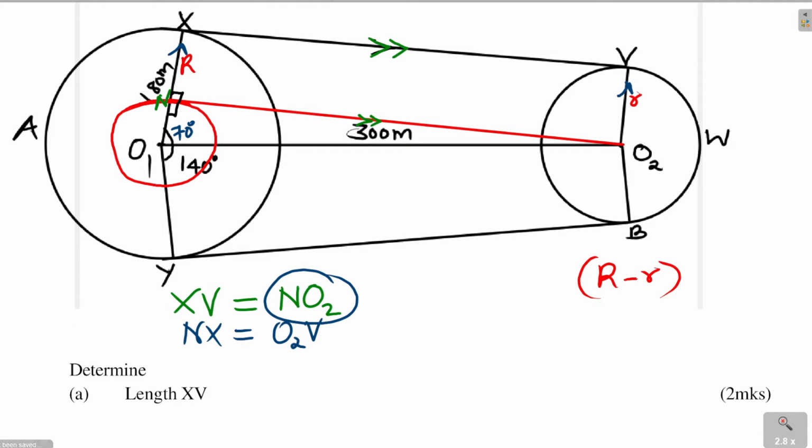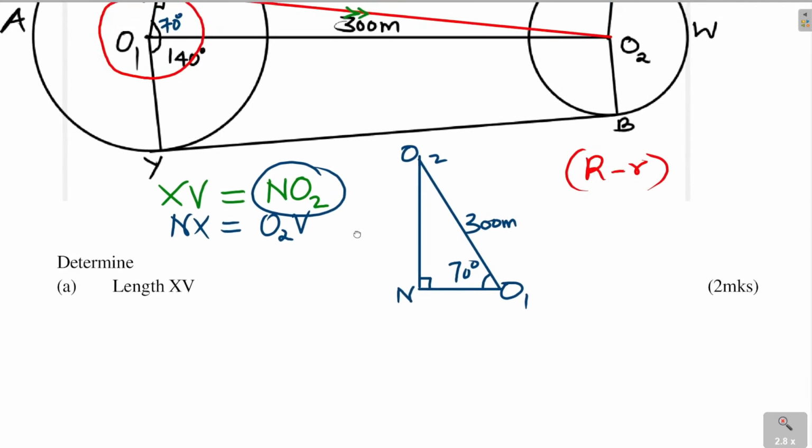If I simply extract it here, it looks something like this. This is where we have N, and this side, the side opposite the right angle, is the one that is 300, and then we have O2 here and O1. The angle that we have is this angle, which is 70 degrees. So having this right angle triangle, we can use trigonometric ratios.